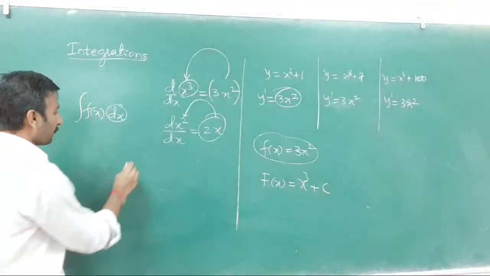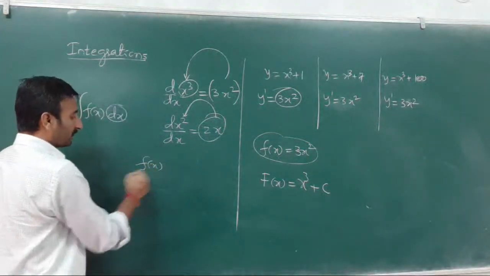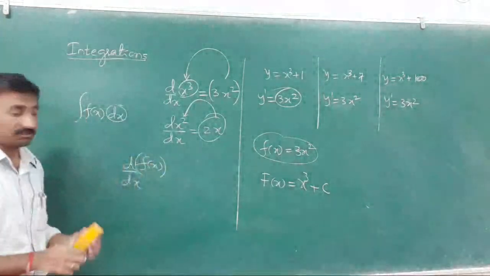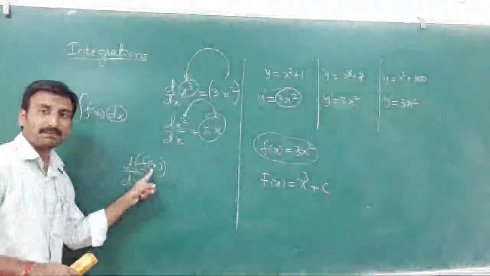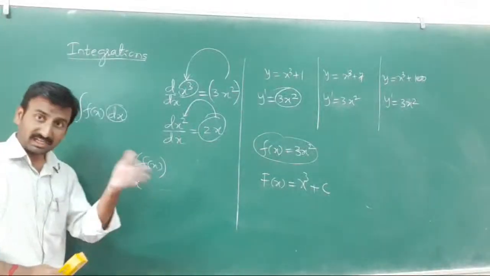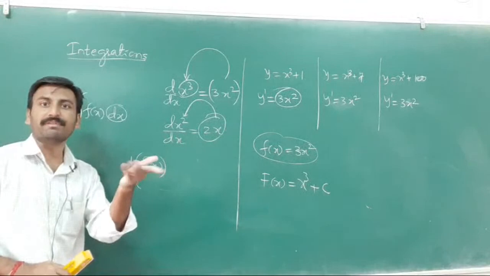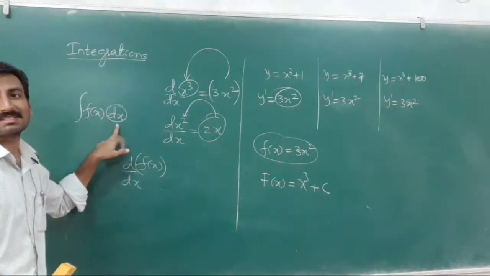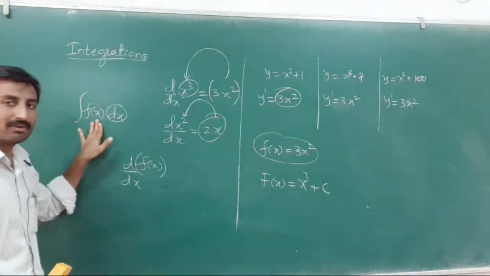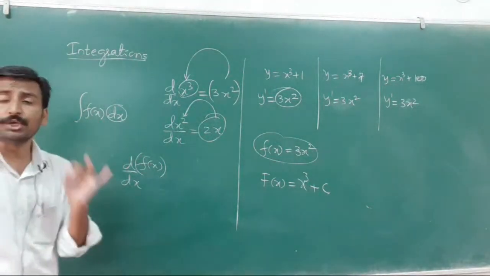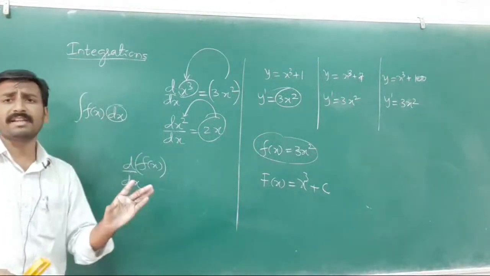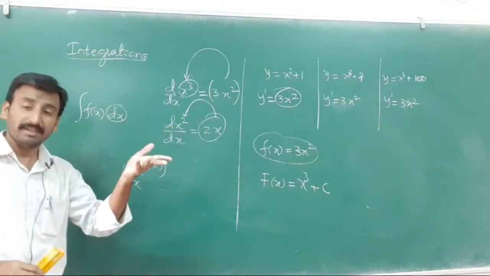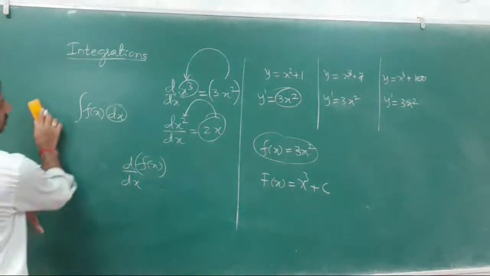Suppose you have a function you want to differentiate, what do you do? You say d by dx on both sides. If you apply d by dx, you get the derivative of function f of x with respect to x. Similarly, you are doing the antiderivative, the reverse process. What is that? Integration of f of x with respect to x, that is dx. So when you find the antiderivative, you get the original function which was already differentiated. Correct?